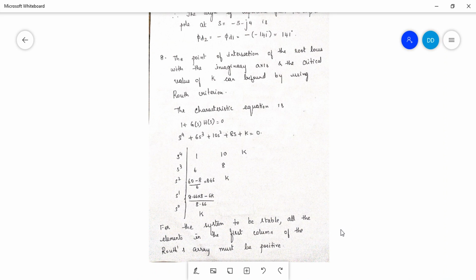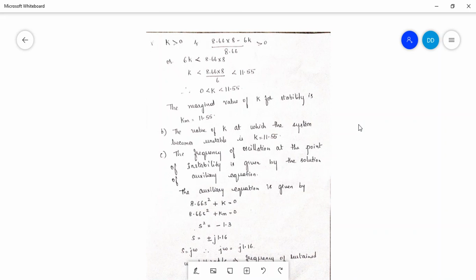If k is greater than 0, then in the s to the power 1 row, we have (8.66 into 8 minus 6k) by 8.66. That also has to be greater than 0. So the k value should be less than 11.55. So k lies between 0 and 11.55. If k exceeds 11.55, then our system will be unstable. So 11.55 is the critical, or marginal, value of k for the system to be stable.